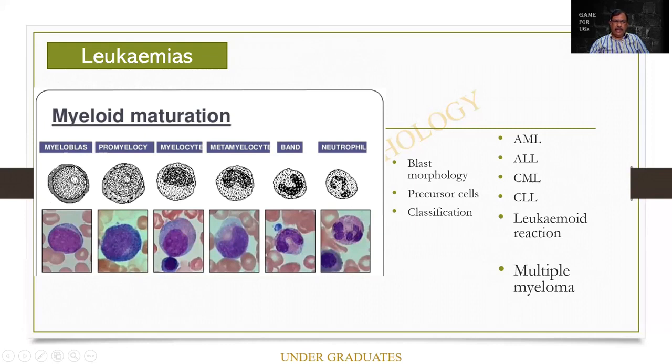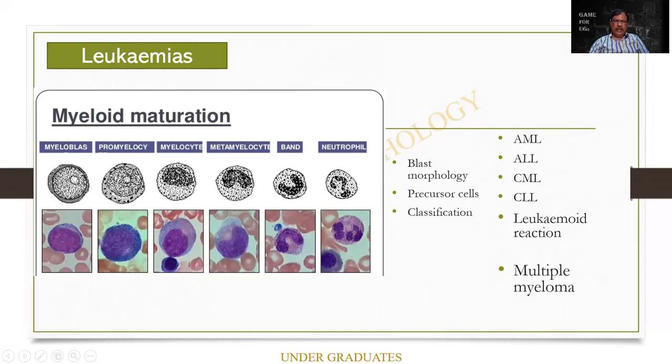The myeloblast is a large cell. It has a large nucleus. There can be 1, 2, or even 3 nucleoli. This is a nucleolus that is there. No granules.